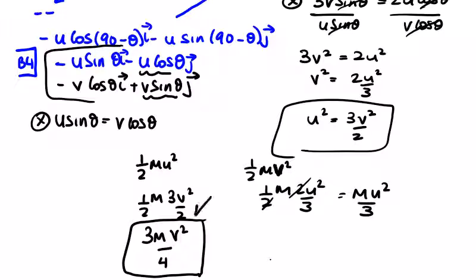So we need either both of them in terms of m and u or v. So let's change this u squared into 3v squared over 2. So I'm going to get m over 3, times u squared, so 3v squared over 2. So that's going to give me m v squared over 2.